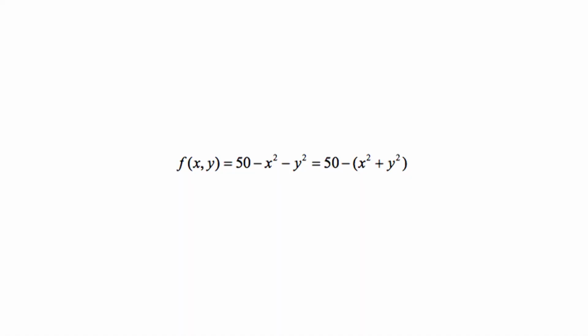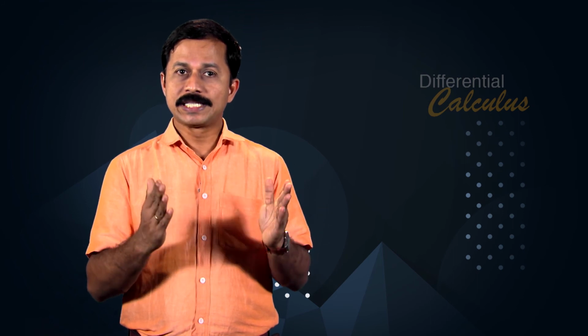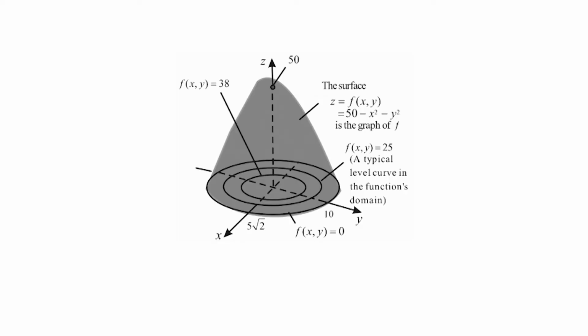Since f of x y is equal to 50 minus x square minus y square, which is equal to 50 minus x square plus y square, and since x square plus y square is greater than or equal to 0, the range of f is the set of real numbers less than or equal to 50. The graph of the given function in xyz space is the paraboloid z is equal to 50 minus x square minus y square, a portion of which is shown in the figure.